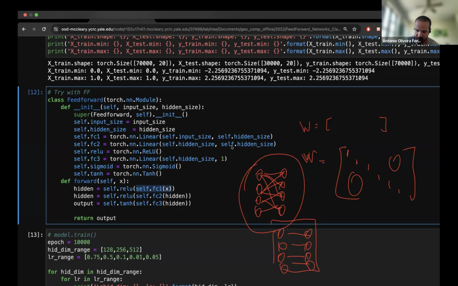Because if you have such a thing, you might as well say, you know what, I don't need a hidden layer. What am I doing here? It's a linear regression, basically. It's not doing anything, right?